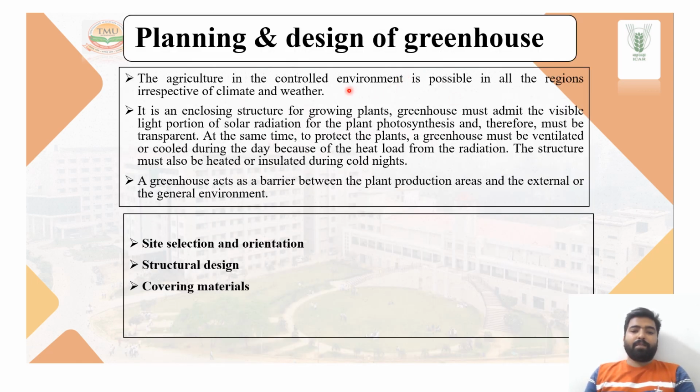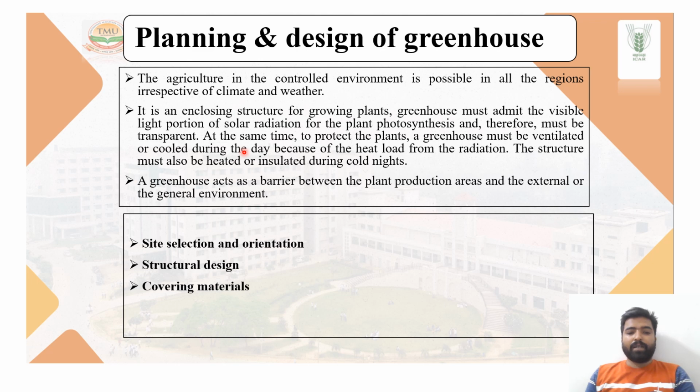Planning and designing of greenhouse. Agriculture in a controlled environment is possible in all regions irrespective of the weather. A greenhouse is an enclosed structure for growing plants. It must admit the visible light portion of solar radiation for plant photosynthesis. Therefore, it must be transparent, and at the same time protect the plant.